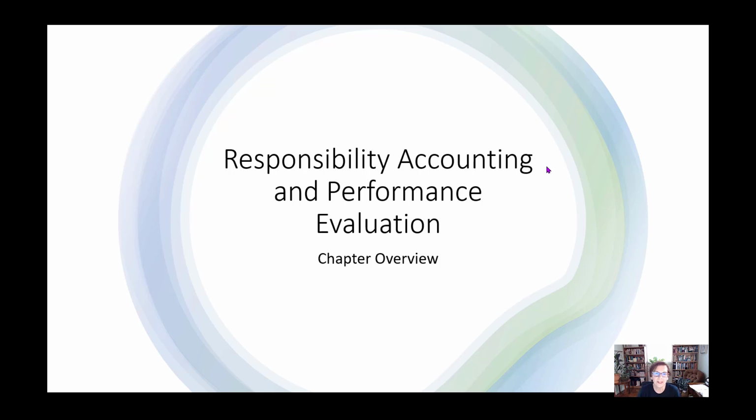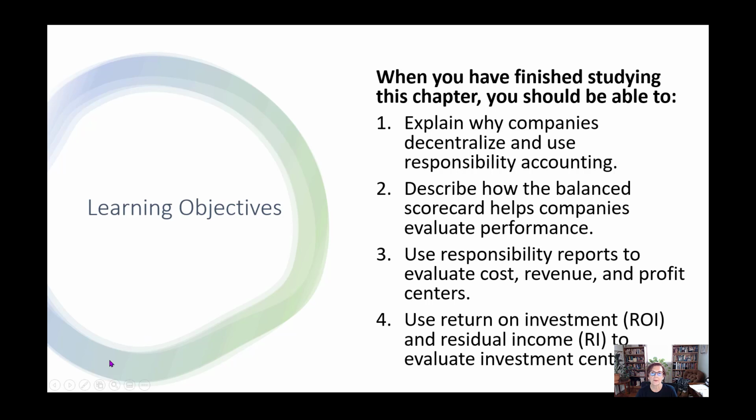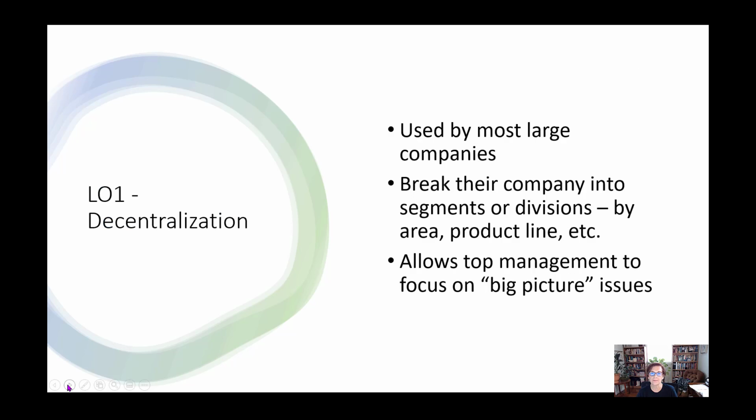Hello, welcome to this video where we're going to take a look at responsibility accounting and performance evaluation, which is chapter 9 in your textbook. So after we finish studying this chapter, you should be able to explain why companies decentralize and use responsibility accounting, describe how the balanced scorecard helps companies evaluate performance. We're going to use responsibility reports to evaluate the different types of centers, and then use return on investment and residual income to evaluate investment centers.